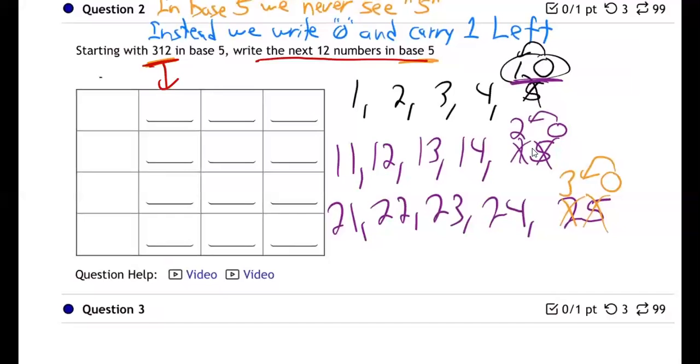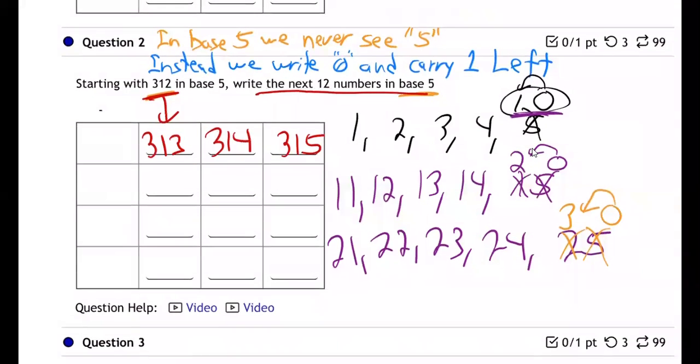All right, so what comes after 312? Well, 313, right? What's next? 314, 315. Hold on. I can't write 315, right? Everything's normal until you get to the 5. In base 5, we're never going to see a 5. Can't write that 5. Instead, we write a 0 and we carry 1 to the left.